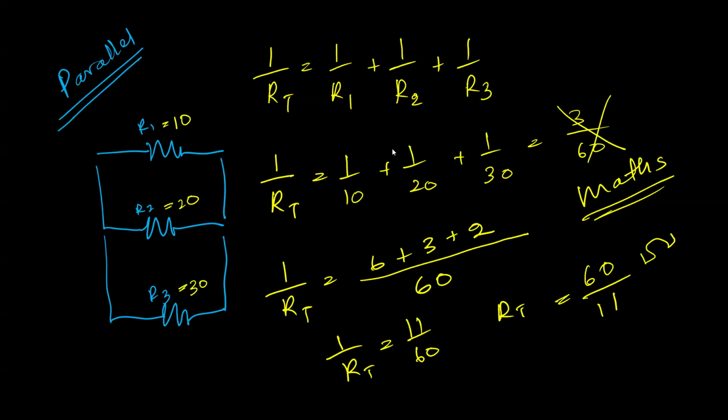So why did you do the reciprocal? Because we need to get the R total answer, no? Now it is 1 over R total. To get the R total answer, you have two methods. You can cross multiply or take reciprocal. Both are same. 1 over R total equals 11 over 60, right?